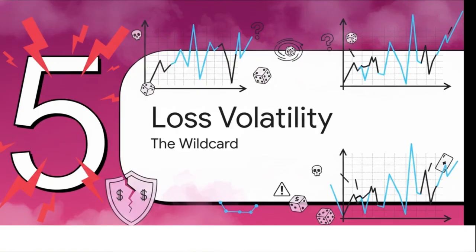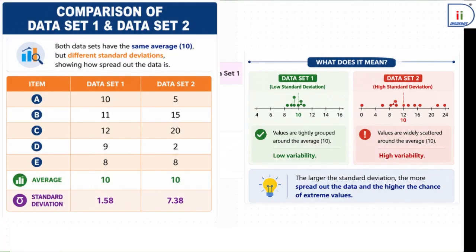Alright, part 5. Loss volatility, the wild card of standard deviation. Here's the thing. Average loss per exposure is really only half the story. The real hidden danger in insurance pricing is loss volatility. And to visualize that danger, we look at standard deviation. Basically, standard deviation quantifies how wildly individual values scatter around their average.